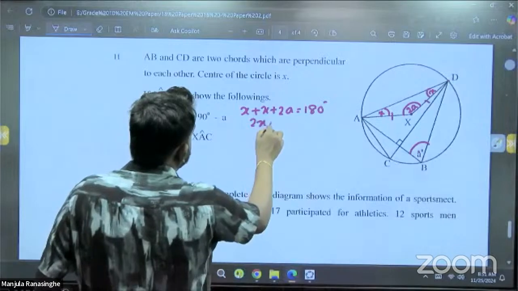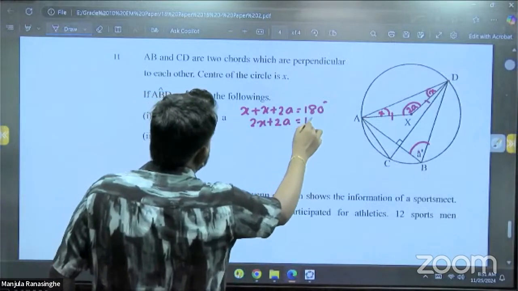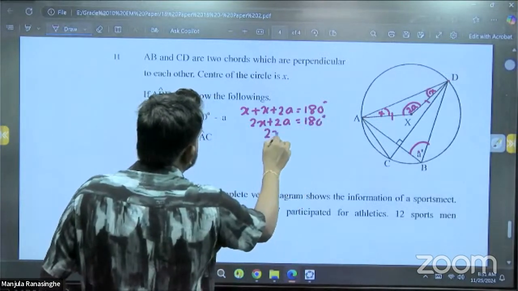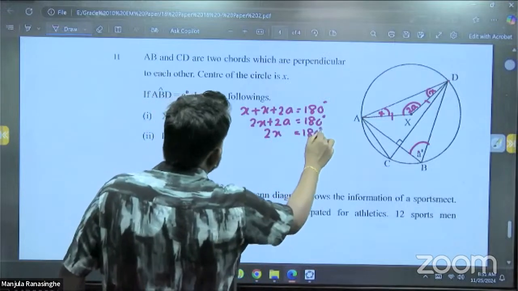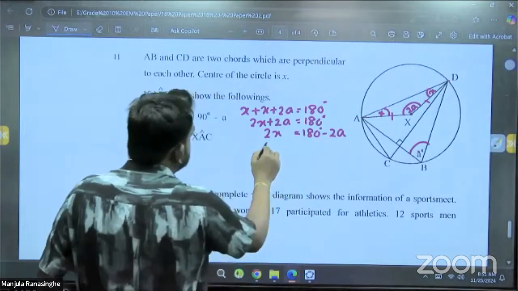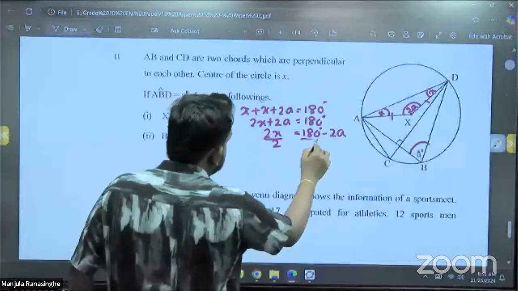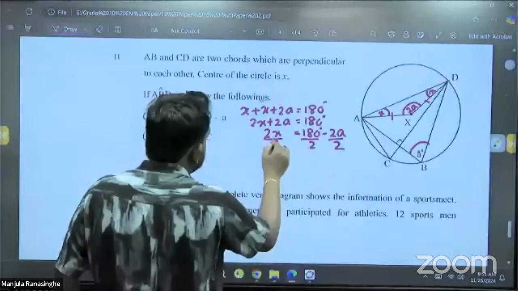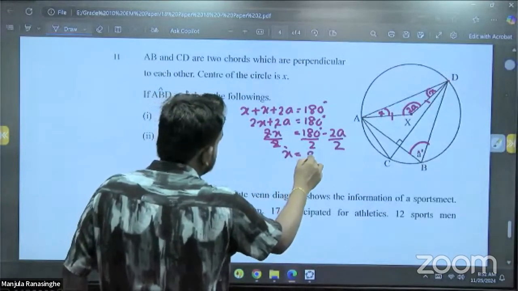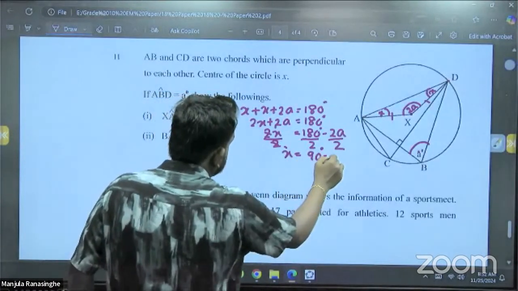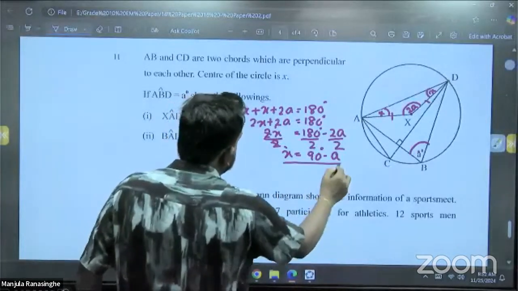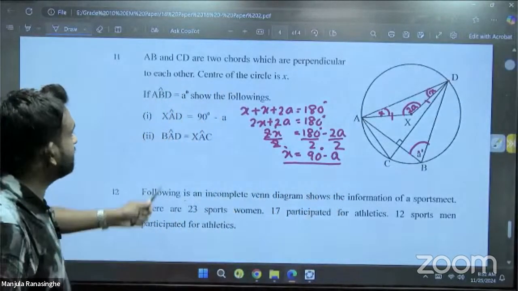Then 2x plus 2a equals 180. Then making 2x the subject, 2x equals 180 minus 2a. Then divide all the terms by 2, right? And 2 cancels. x equals 90 minus 2a divided by 2 means a. So x equals 90 minus a. x is taken as XAD.